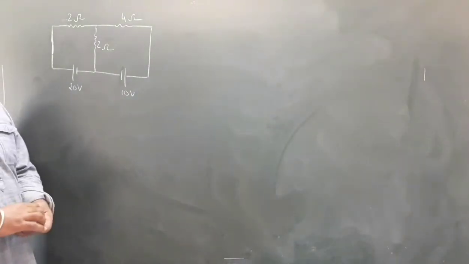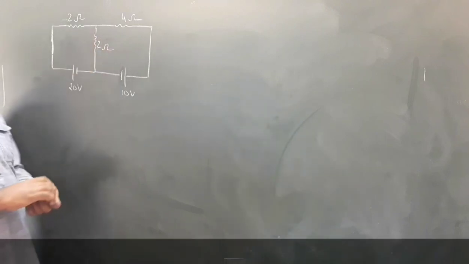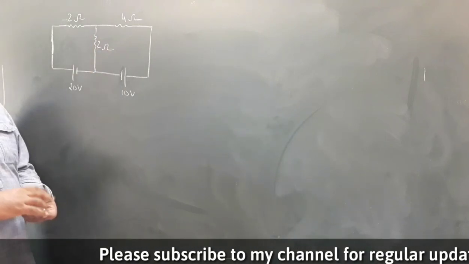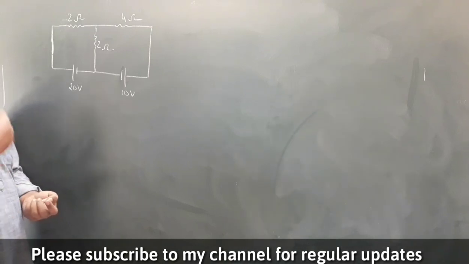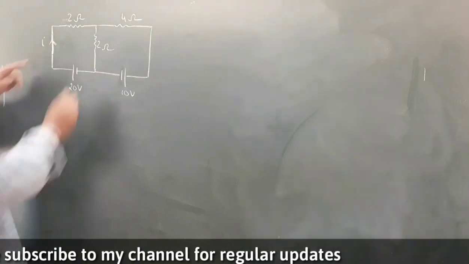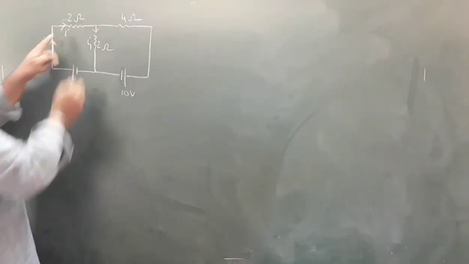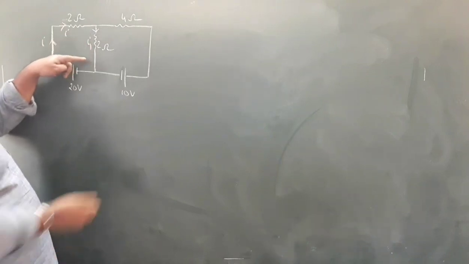Suppose the question is to find the current flowing through this 2 ohm resistor. Okay, so we'll be using three methods. So first, the conventional method. The task is to find the current through this 2 ohm. Suppose I is the current through the 2 ohm, and I1 is going in this direction.